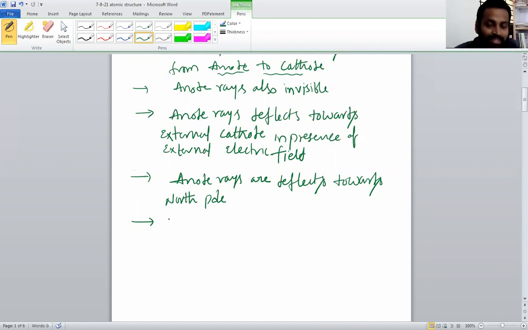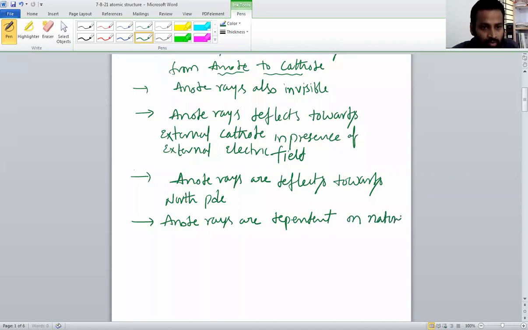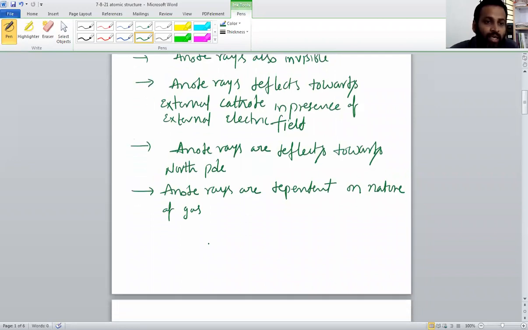As I said, cathode rays are independent of the nature of the gas, but here these are dependent. So that point is also important. Anode rays are dependent on the nature of the gas. This is the most important.